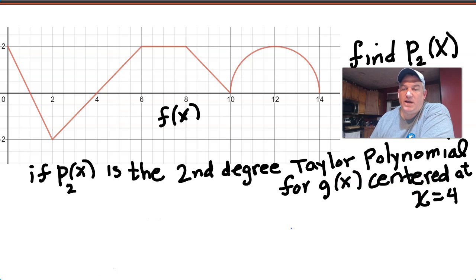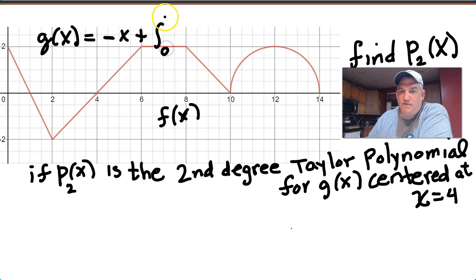Okay, here we have a problem that combines the fundamental theorem and the Taylor polynomial definition. We're trying to find the second degree Taylor polynomial for g of x. Remember, g of x is the same problem as it was before. And again, let's recall what that was. It was g of x is equal to negative x plus the integral function from 0 to x of f of t dt.